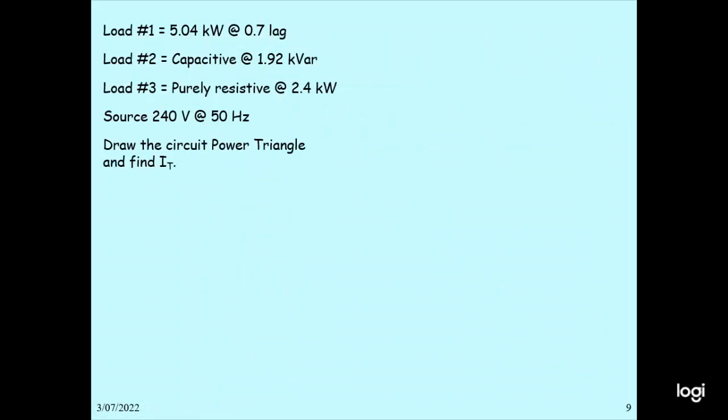So load 1 is 5.04 kilowatt, 0.7 lagging. Load 2 is a capacitive load, 1.92 kVA. Load 3 is a pure resistance, 2.4 kilowatt. And also the source is 240 volt, 50 hertz. We have to draw the power triangle and find the current.